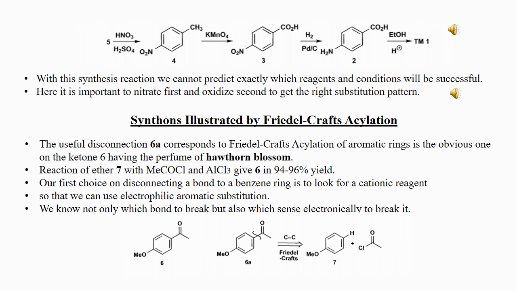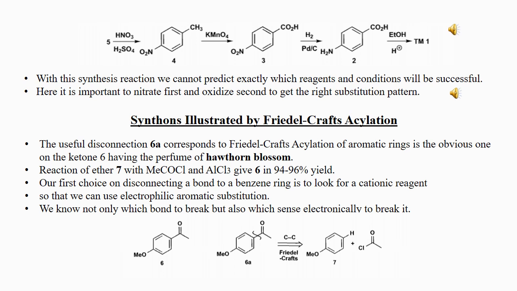So this example is done. Now we are going to check another analysis, and the topic is synthons illustrated by Friedel-Crafts acylation. In the previous reactions we have seen FGI, and we have seen a disconnection of ester, and then we have utilized 2 FGI, functional group interconversions. Now we shall see how we can apply Friedel-Crafts acylation to get the synthons.